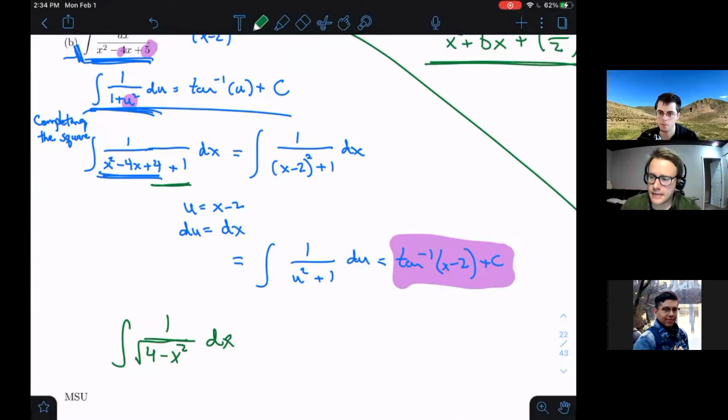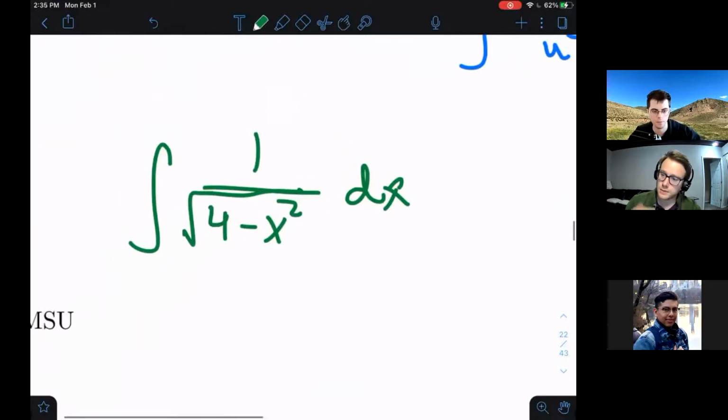It wouldn't be the exact same. You have to be a little bit careful with this. But yes, you could use the same technique. That is, try to create some u substitution, maybe divide by this 4 across the board. Notice that 4 is inside of a square root.